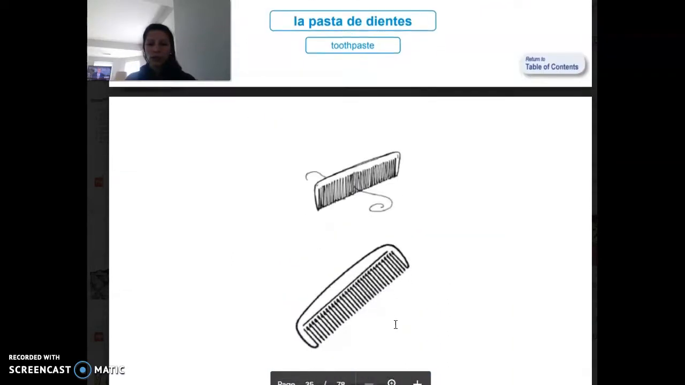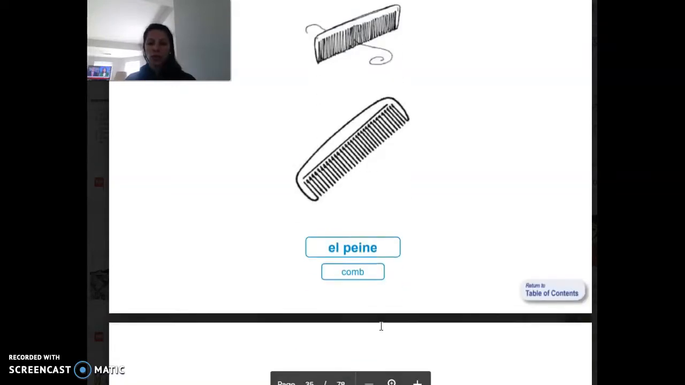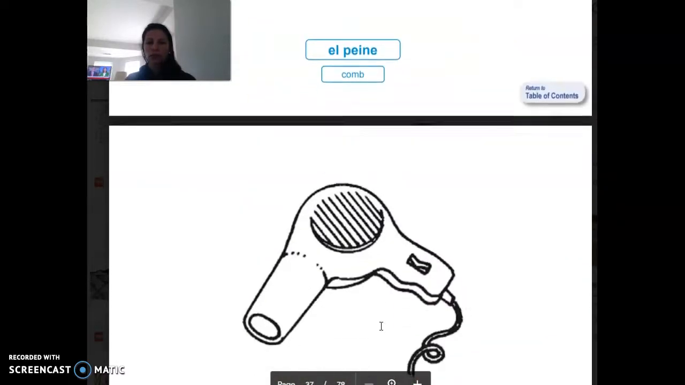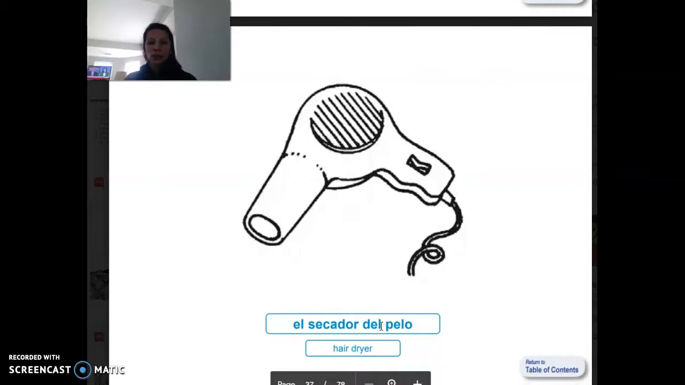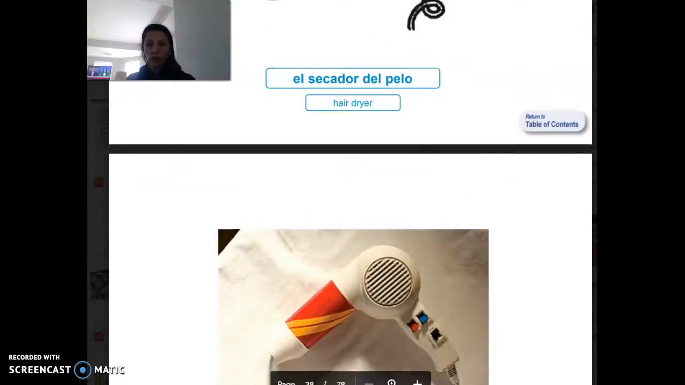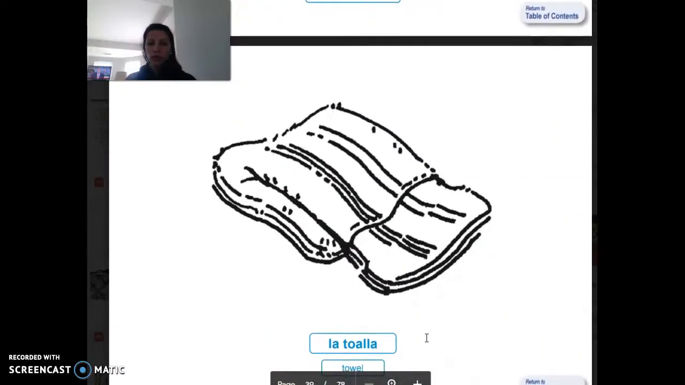Toothpaste. El peine, comb. And again, this one is tied to the action it fulfills. El peine, comb, peinarse, to comb one's hair. El secador de pelo, hair dryer. Secarse el pelo. That's the action it fulfills. Okay. Y la toalla.